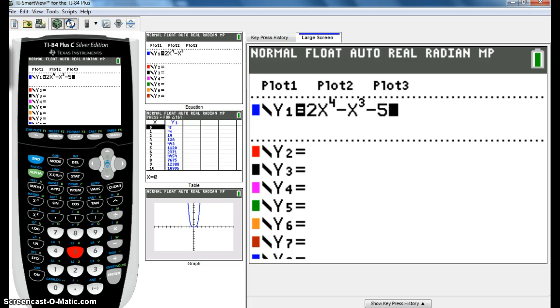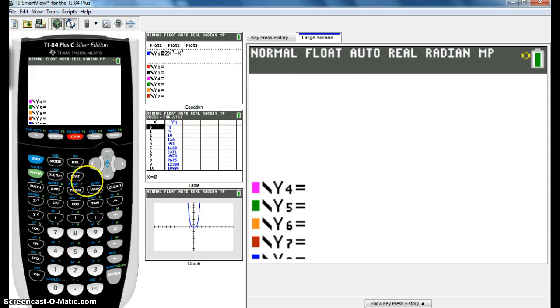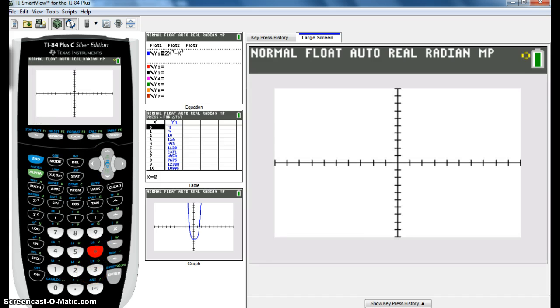Okay. Now before I graph, I'm actually going to hit zoom and then option 6. Option 6 is a zoom standard view which goes negative 10, positive 10 in the x direction, negative 10, positive 10 in the y direction. So here's my function. This is what looks to be a parabola, but isn't actually a parabola. It does in fact, however, have the same end behavior as a quadratic because it's an even function. Up and to the left, up and to the right.